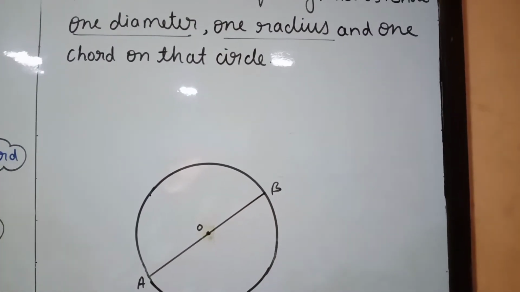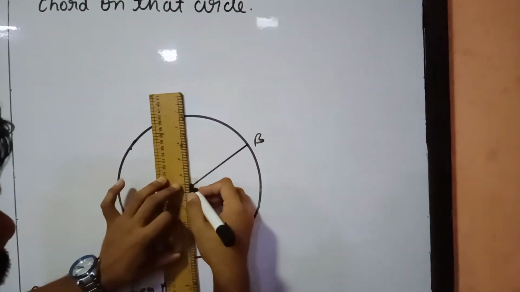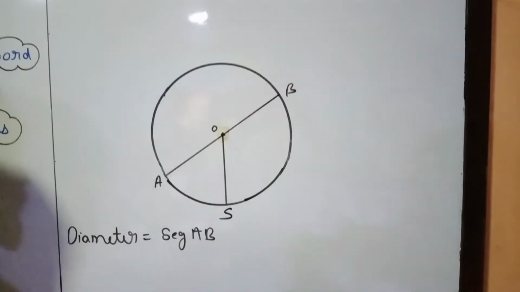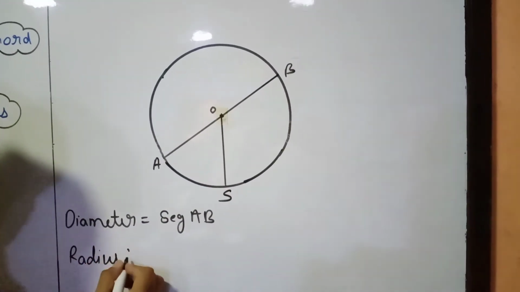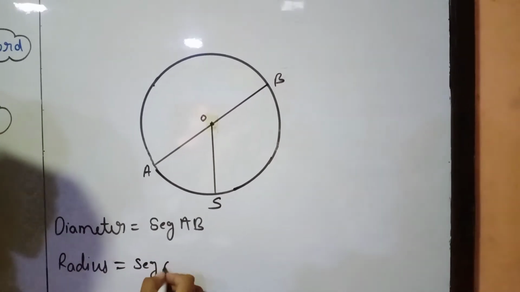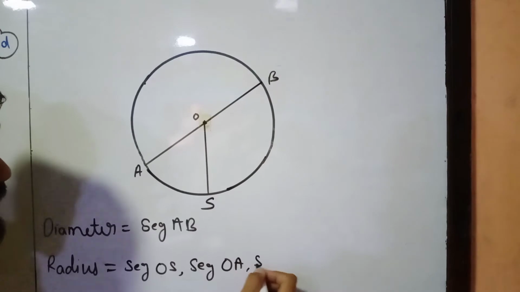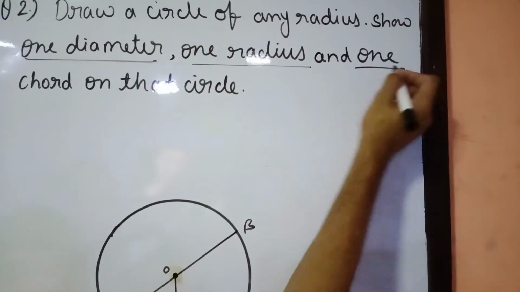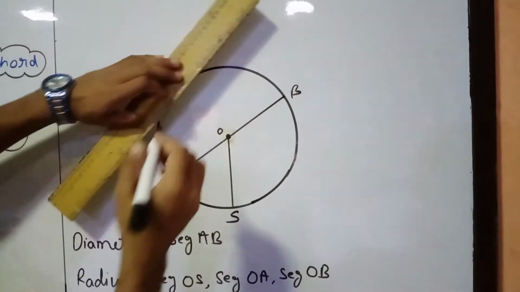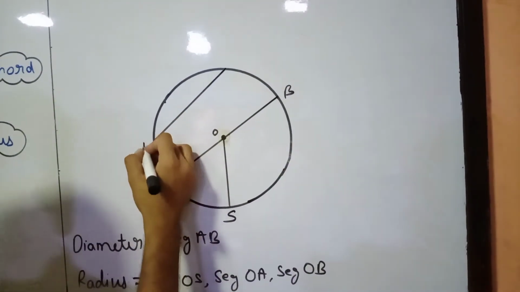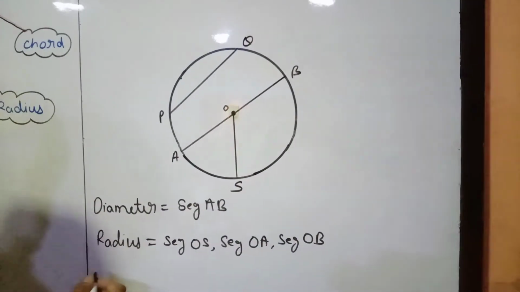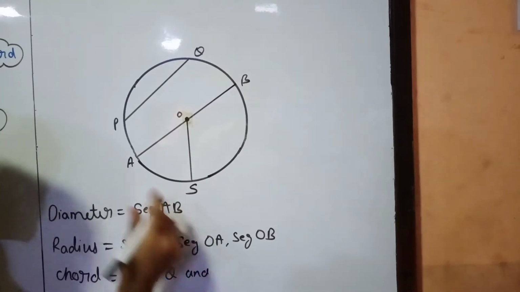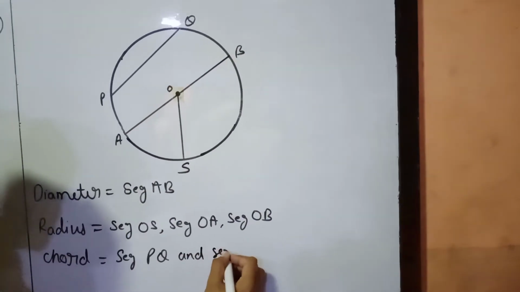OB, OA are also radii, but we have to show just one separately, that is a line segment joining the center to any one point on the circle, that is S. So segment OS is also a radius. Here we have radius: segment OS, segment OA, segment OB, because these all three are radii. Now next we have to show one chord. Chord means a line segment joining any 2 points P, Q on the circle. That line segment is called the chord. So write it here: Chord is equal to segment PQ.